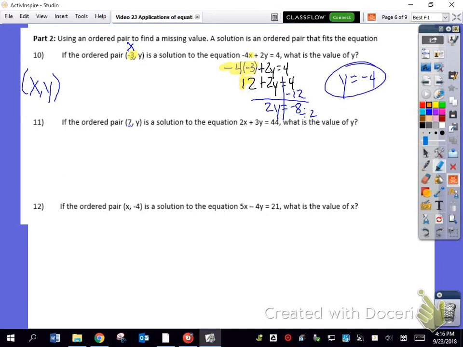On the second one, you've got 7. It is in the first spot. So that means I have to replace it for x. So 2 parentheses 7, and then you bring everything else down. Plus 3y equals 44. Well, I'm going to do this part first. 2 parentheses 7, that is 14. So 14 plus 3y equals 44.